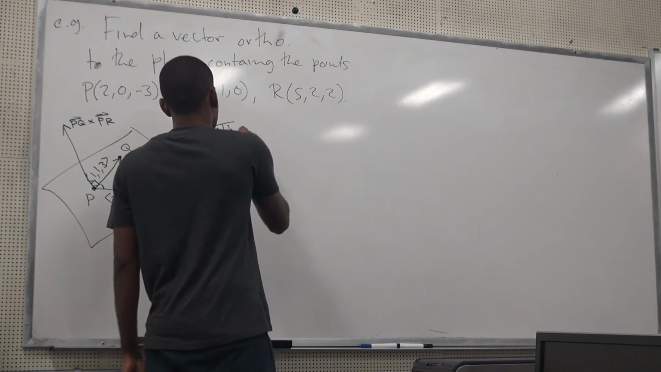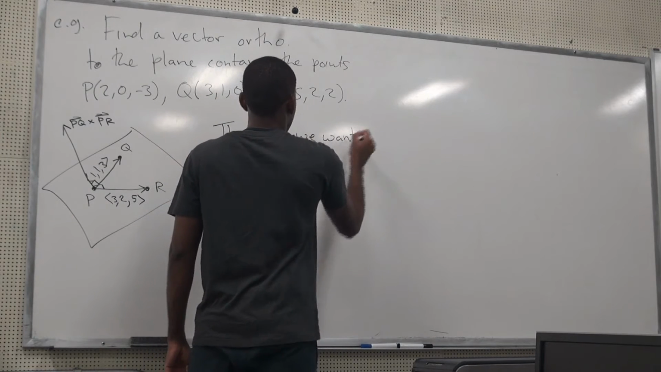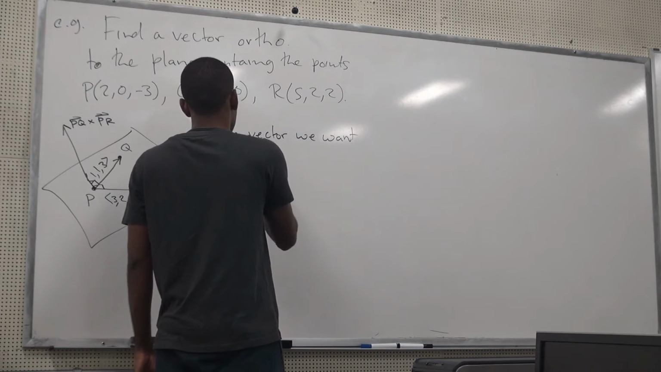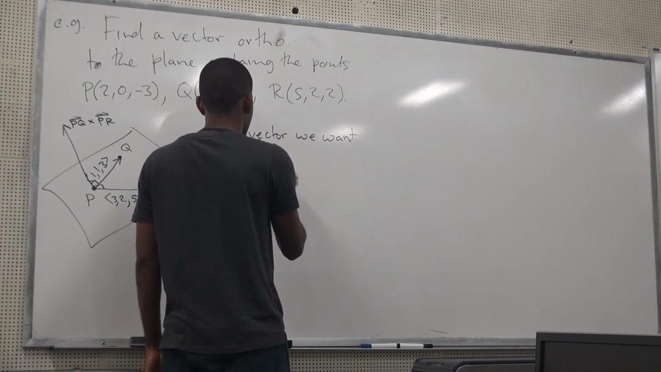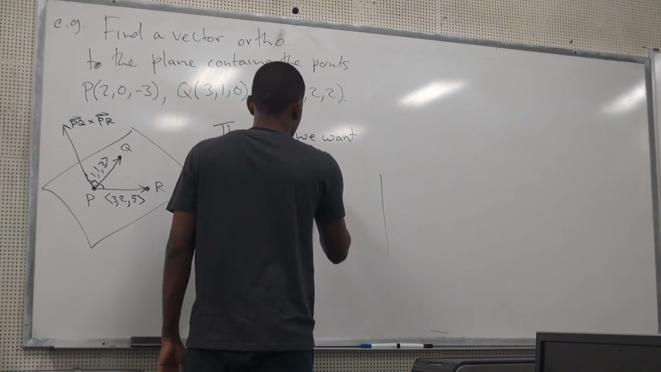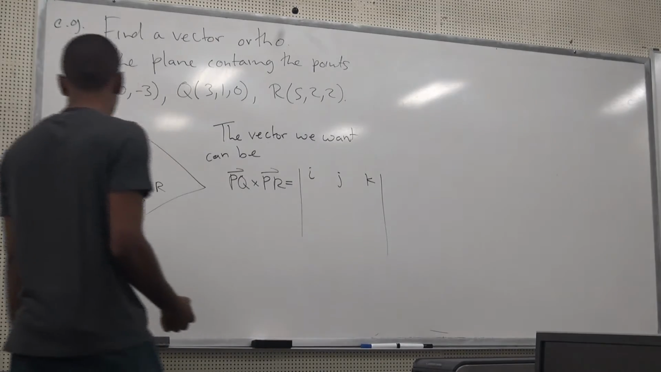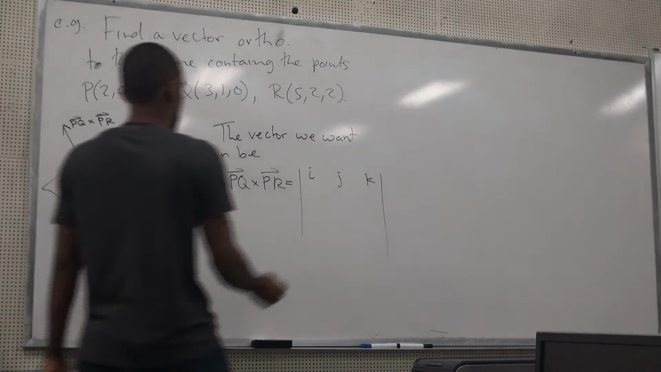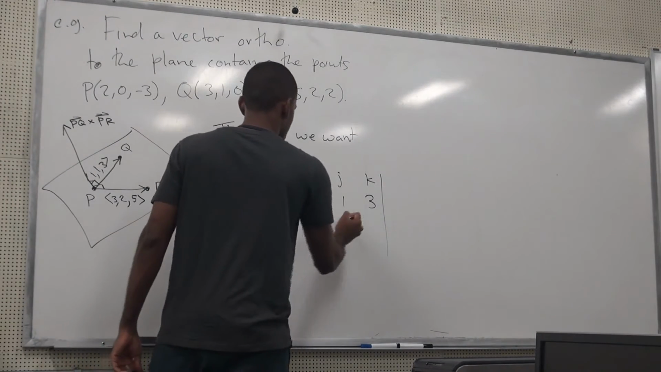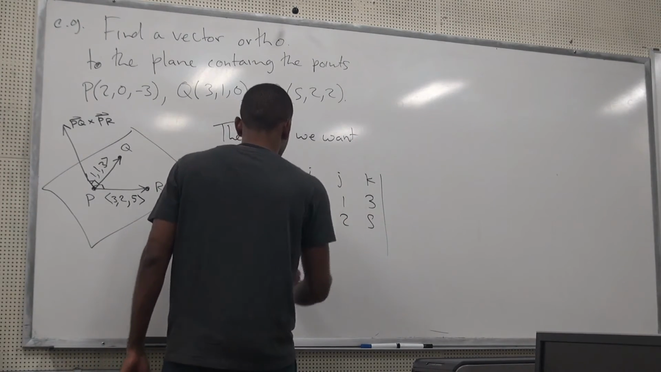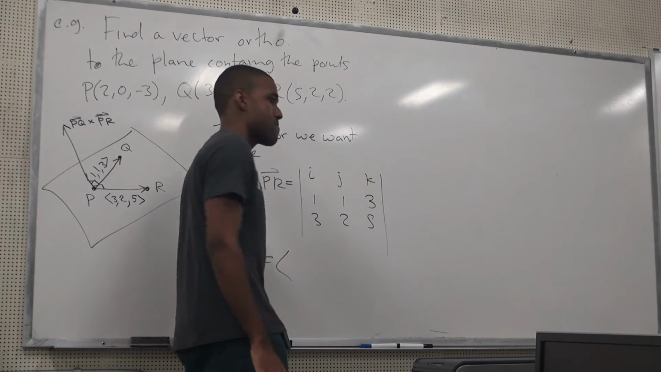So the vector we want can be PQ cross PR equals the determinant with i, j, k. What goes here? PQ is 1, 1, 3. PR is 3, 2, 5. So this can give us a vector. So remember how we did that? How do we do that?